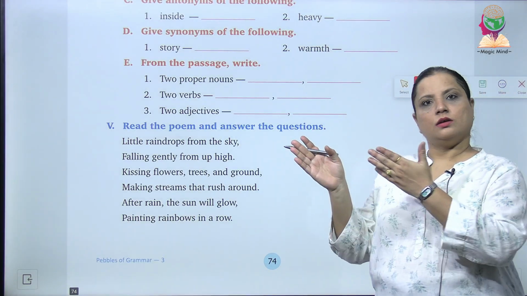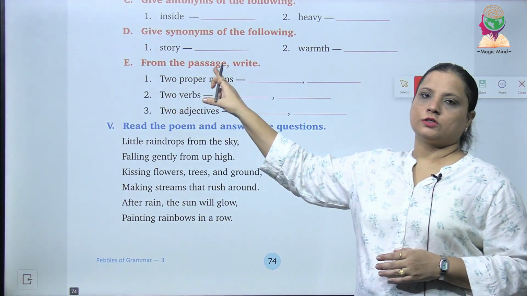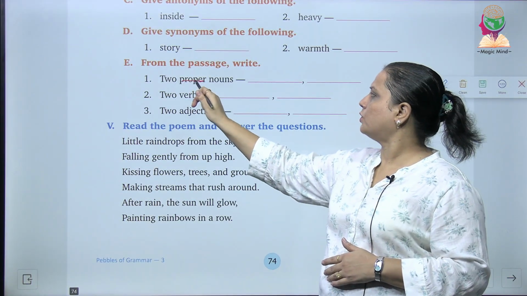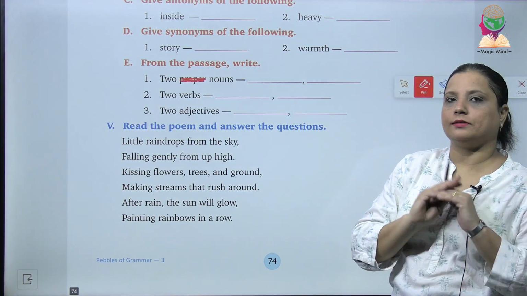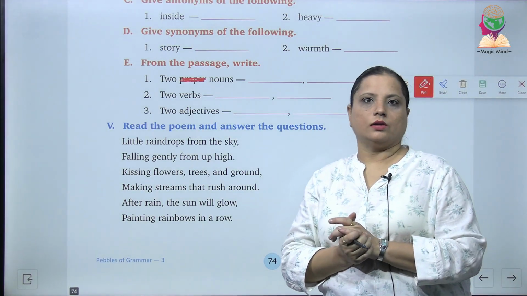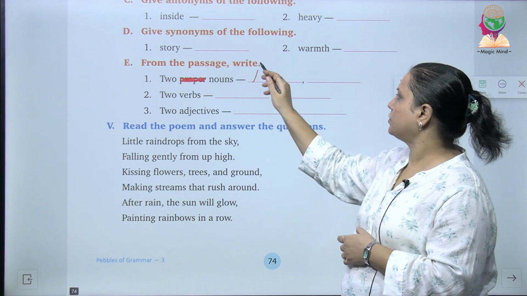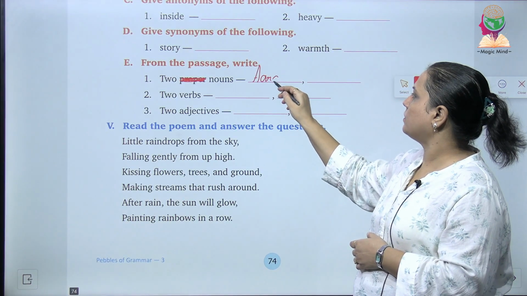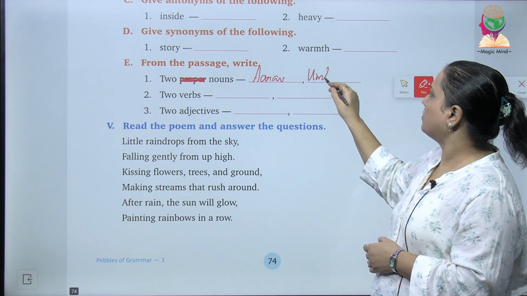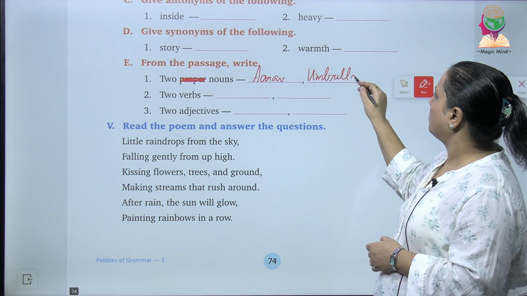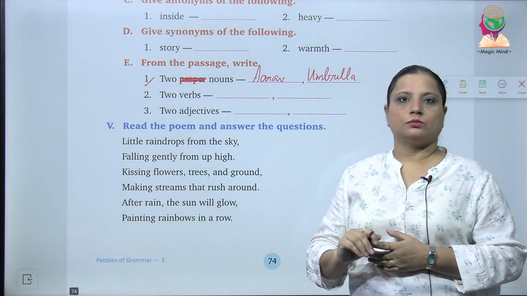Now let's move to the E question. From the passage write two. Now the first question says two proper nouns. You have to cut this word here, proper nouns, because in the passage only one proper noun is given, and that is the name of the boy, Arav. So you will mention here any two nouns. Arav is the name of a boy, hence it is a noun. The other thing I am writing over here is umbrella. Umbrella is another noun.